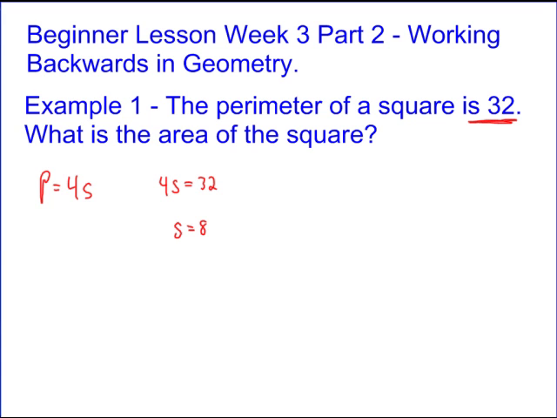So if a side is 8, what's the area of the square going to be? Well, the area of a square is side squared. So in this case, your area is 64.